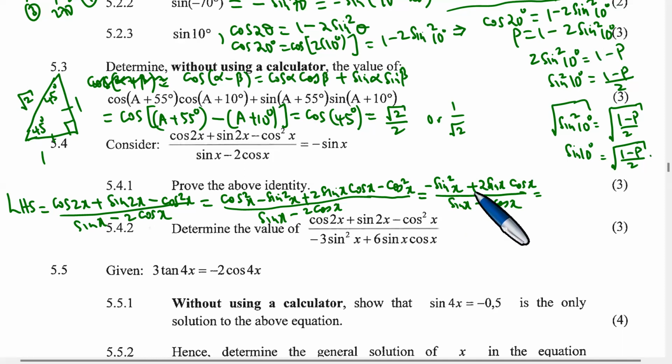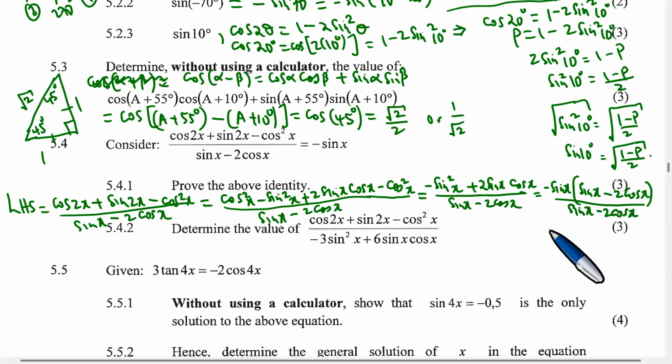And this now is, you have the sine, but that must be factorized out of this, which is exactly minus sine x. If you pull out minus sine x here, you are left with sine x inside, but you also have minus 2 cosine x. Everything is divided by sine x minus 2 cosine x. Sine x minus 2 cosine x cancel out.